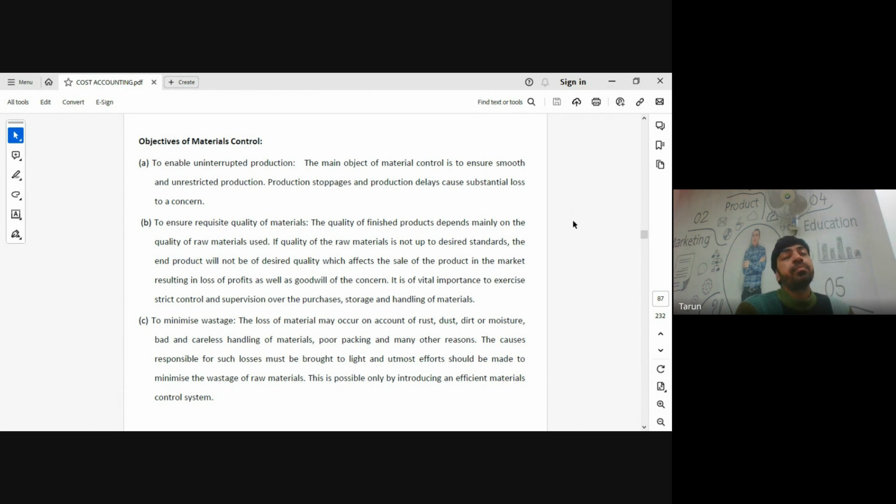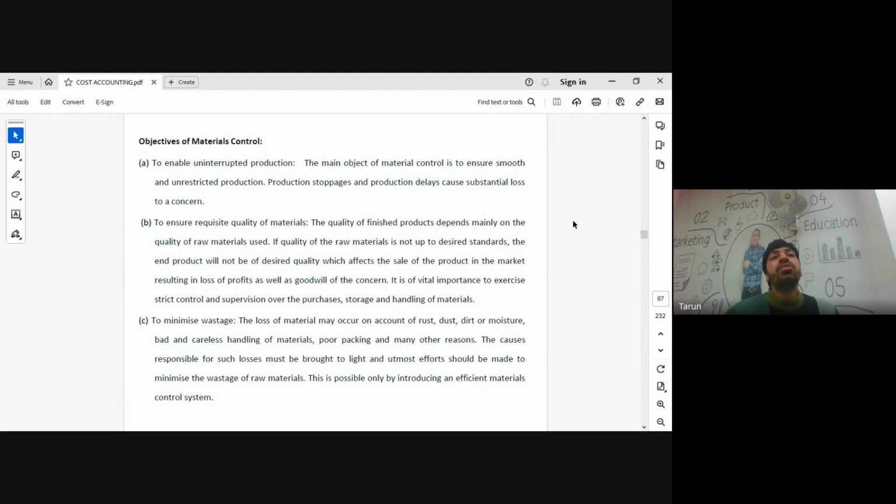The third one is to minimize wastage. It is very important that when you consume, handle, store, or issue the materials to a particular organization, you avoid or minimize the wastage due to dust, rust, moisture, careless handling of the materials, poor packing, and many other reasons.